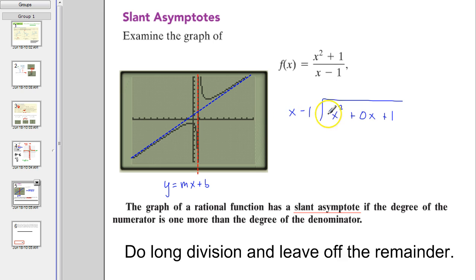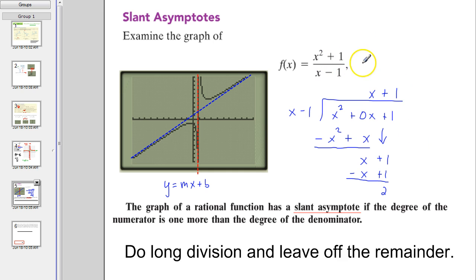Alright, what do I multiply x by to get x squared? I multiply by x, so I'm going to put that straight over top of this x. And then multiply x times x is x squared. x times negative 1 is negative x. Alright, and then subtract, change your signs. I get a positive 1x. Bring down the next term. What do I multiply x by to get x? Positive 1, so plus 1. And then multiply here, I get x minus 1. Change my signs. Alright, I get a remainder of 2.